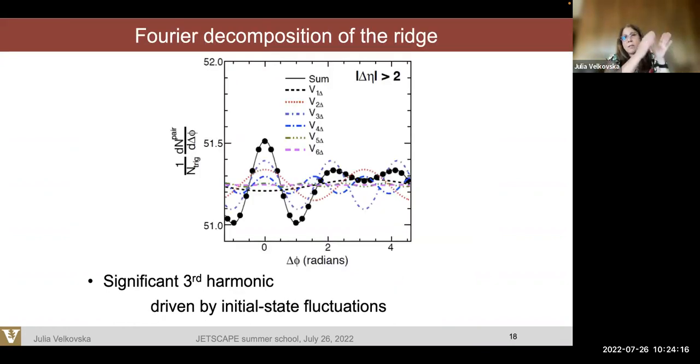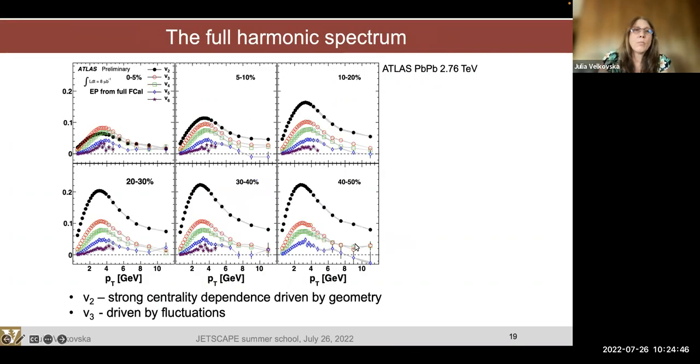So you could take a slice in the delta eta distribution where the particles are separated away from the jet peak, and then look at the delta phi distribution and fit it with a Fourier series. And what you find is that you don't only have second harmonic, but you also have a pretty strong third harmonic and other harmonics as well.